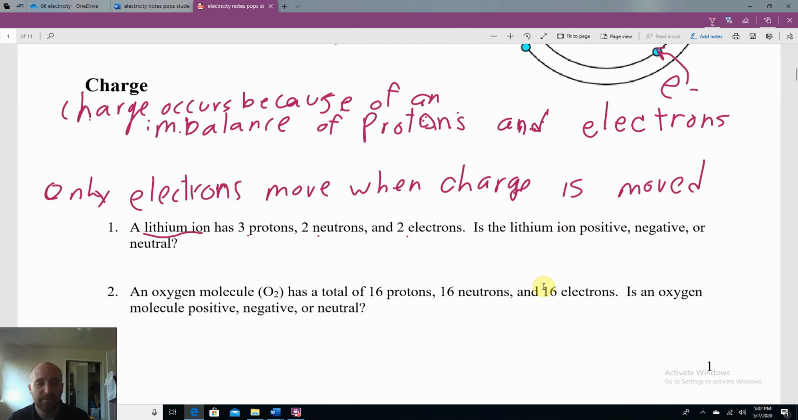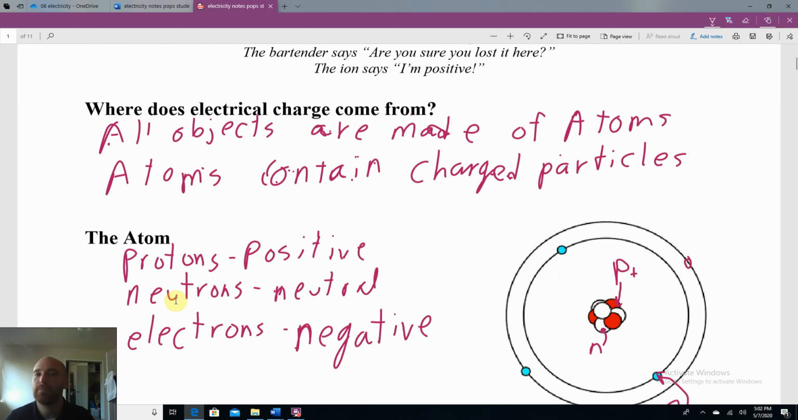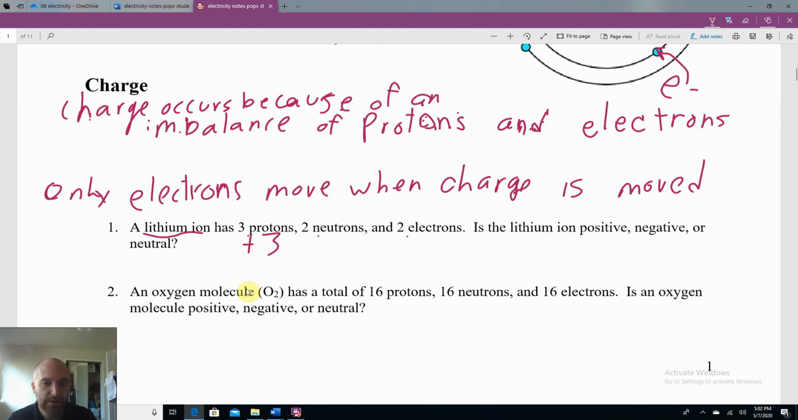So, to do that, let's think about all these individual particles. 3 protons. What's the charge of 3 protons? Well, I think it's plus 3. 3 because there's 3 of them, and positive because, like I said up here, protons are positive. So that's a fact that you need to remember. 2 neutrons, well, how much charge do those contribute? 0. Neutrons are neutral. They have no electrical charge.